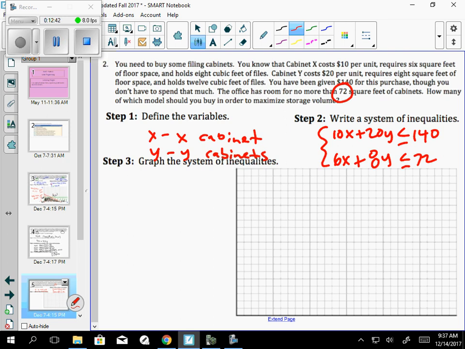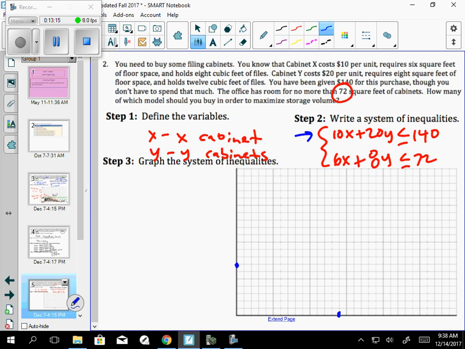All right, next we want to graph this out. So see if you can graph both of these two on your graph now. Pause the video again and try it out. All right, let's see. If you did the cover up method again, looking at this top one, if you cover up the Y and divide by 10, you're going to get 14 on the x-axis. So that would be right there. And if you cover up the Y and do the same thing, you're going to get 7.